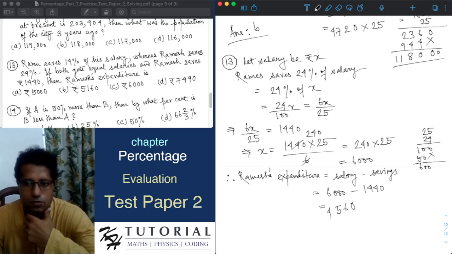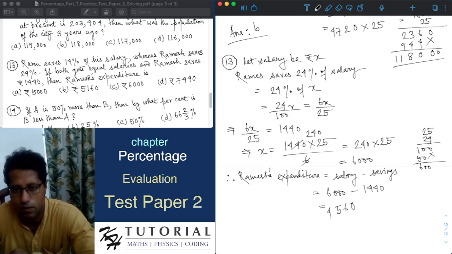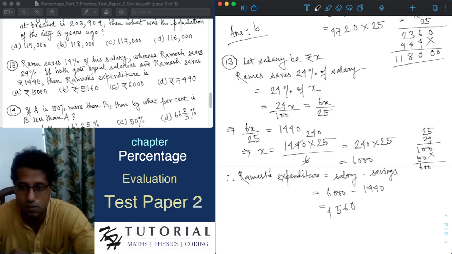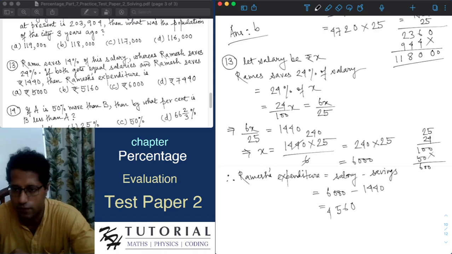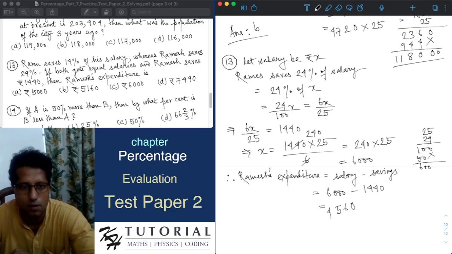So 6x by 25 equals 1440. This implies x equals 1440 multiplied by 25 divided by 6. Okay. Now when we simplify this, it becomes 240 into 25. So 25 multiplied by 24 is how much? 600. So this is 6,000. So now Ramesh expenditure should be 6,000 minus savings.